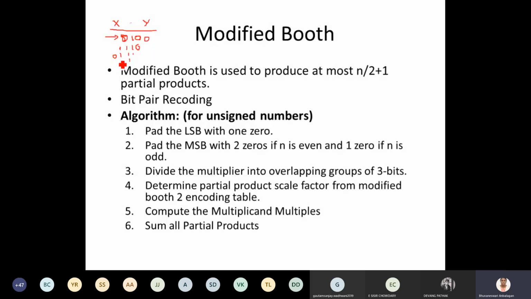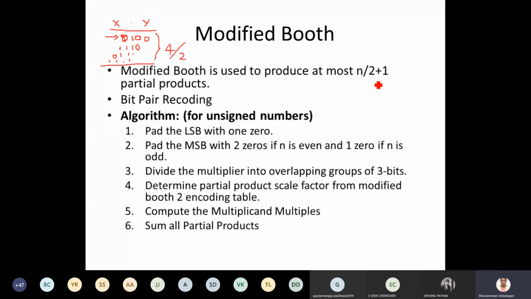Again, I am having 1, 1, 1, 1. So how many partial outputs does it actually give? There are totally 4 partial products available, and after that I will add all the numbers and get the final multiplied value. Am I right? Yes, so 4. In modified Booth algorithm, I can reduce it by a factor of 2. That is, 50% of my entire partial products can be reduced. So that is called n by 2.